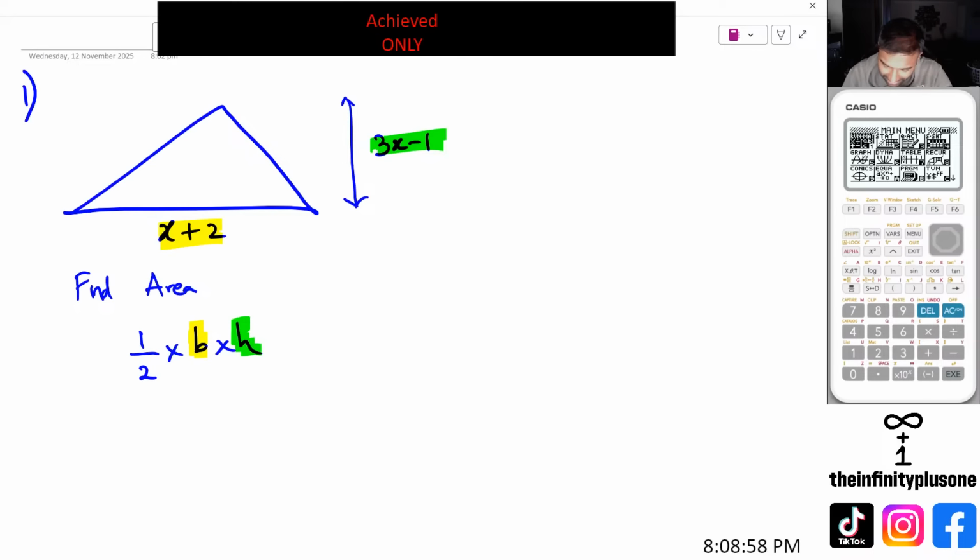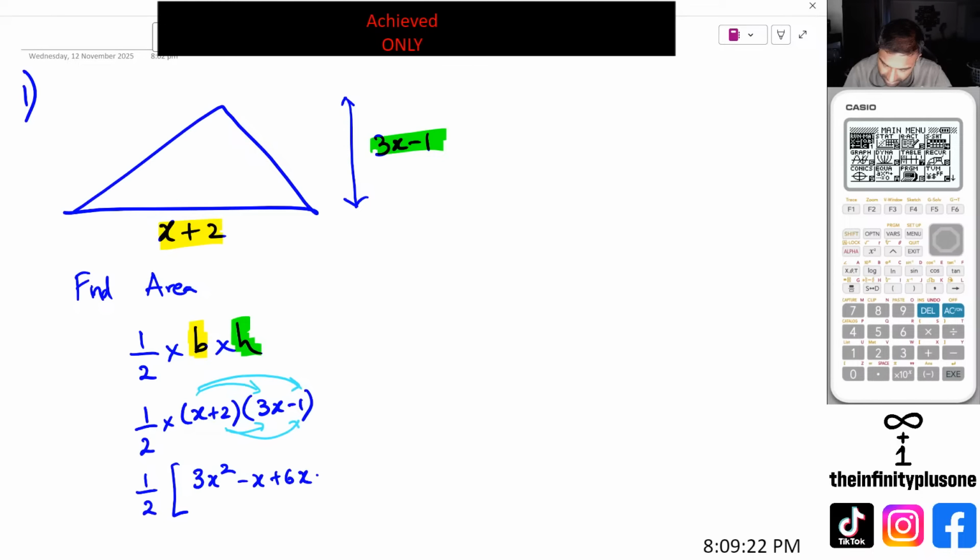Anyway, look, let's go back to this. Find area. So we've got a half times base, which is x plus 2, and then the height is 3x minus 1. If you do get a question like this, all you really have to do is expand the brackets. You do the two brackets like that, and you can leave the half outside. What you're going to end up with is 3x squared minus x plus 6x minus 2.